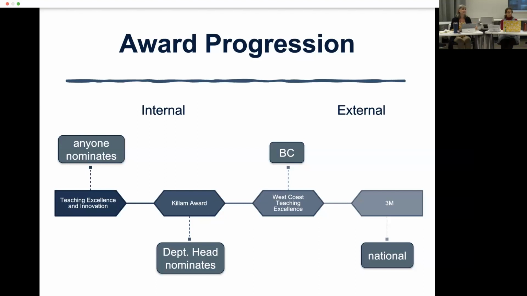Yeah. What does the 3M stand for? I don't know. It's 3M. It is the company, the company 3M. They sponsor and provide the funding. And it's through STLHE, the Society for Teaching and Learning in Higher Education.